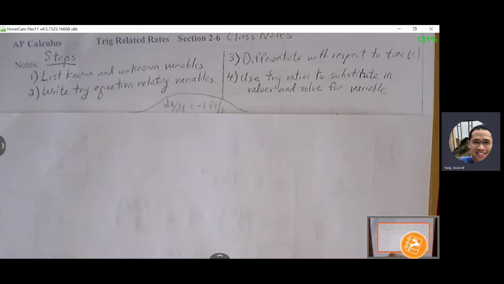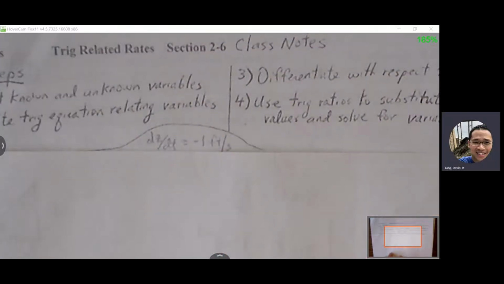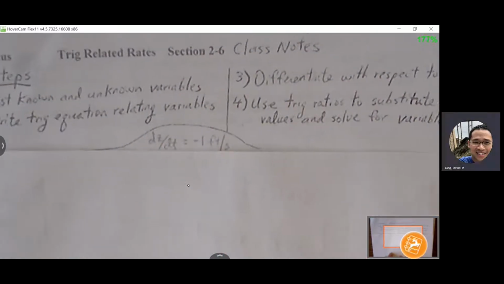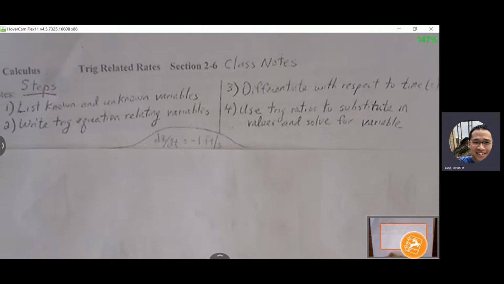Okay, does anybody still need to look at these notes? Yeah. Which one? Number 4 says use trig ratios to substitute in values and solve for the variable. I'm sorry? Yeah, so if you can just follow along.